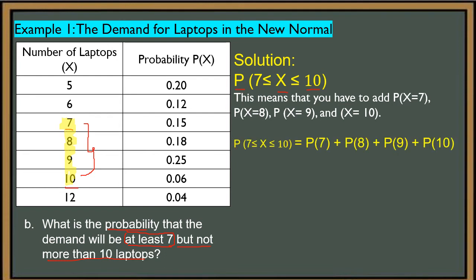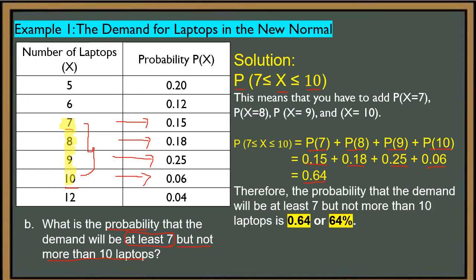So simply follow this formula: probability of 7 plus probability of 8 plus probability of 9 plus probability of 10. Simply substitute the values for each probability. The probability of 7 is 1500s. The probability of 8 is 1800s. The probability of 9 is 2500s. The probability of 10 is 600s. If you add these four probabilities, the sum is equal to 6400s.